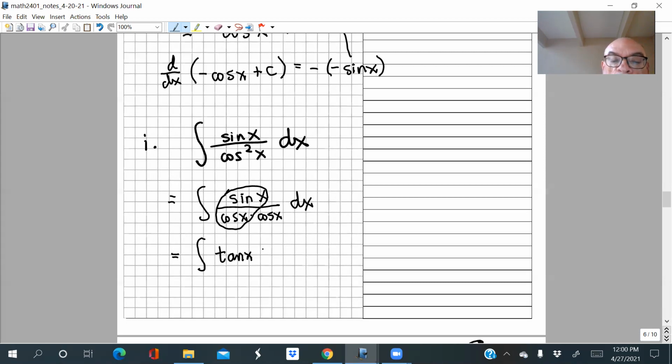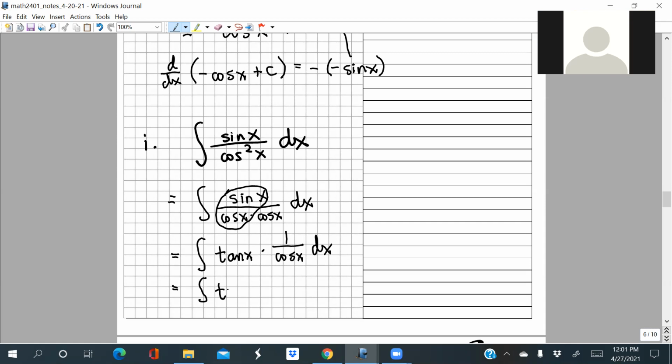Now I still have this cosine of x, but it's in the denominator. So I still have 1 over cosine of x. But what's the reciprocal of cosine of x? That has another name. What's 1 over the cosine of x? Secant. So what we really had here, when we wrote sine x over cosine squared of x, was tangent of x times secant of x.